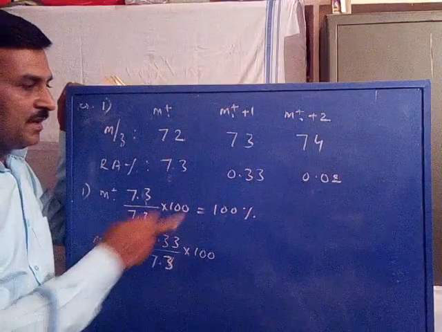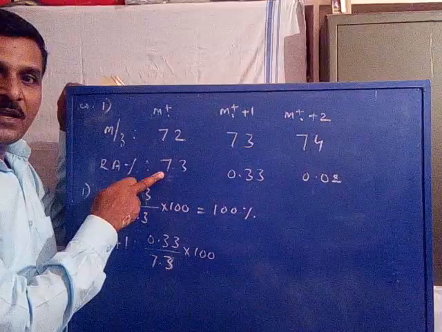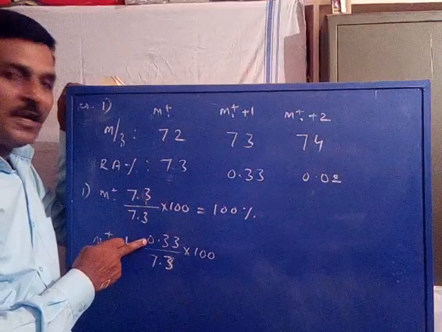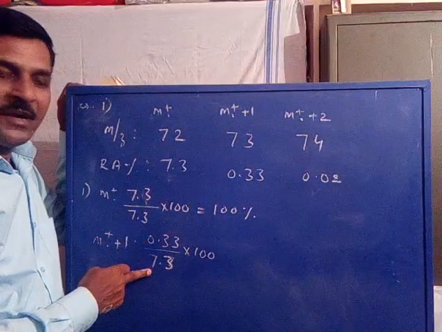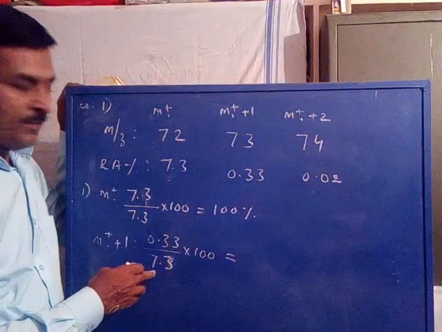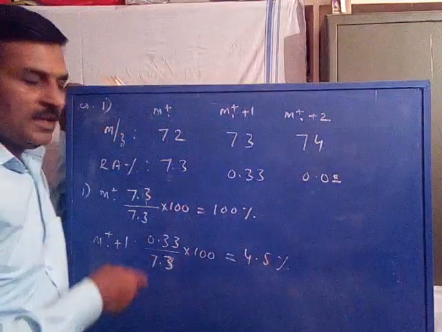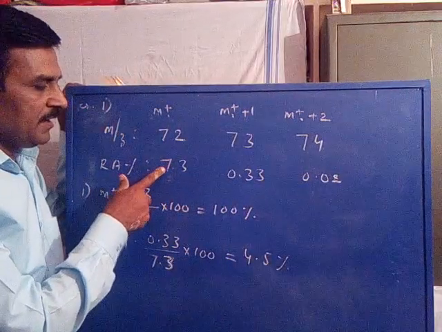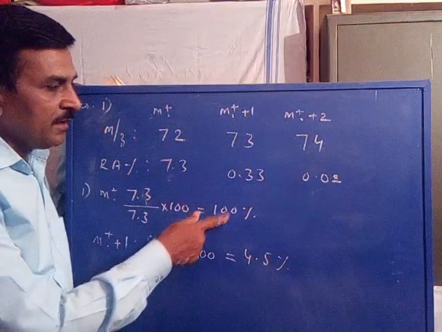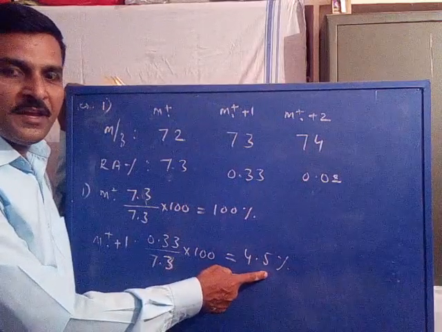Now we are raising the +1 signal intensity proportionally with respect to the molecular ion signal intensity, so 0.33 divided by 7.3 into 100 becomes 4.5%. So you see, when the molecular ion signal intensity is raised to 100%, the +1 signal intensity is raised proportionally to 4.5.